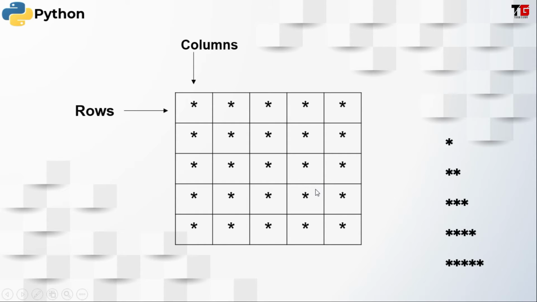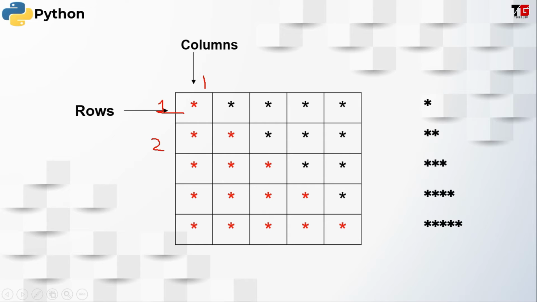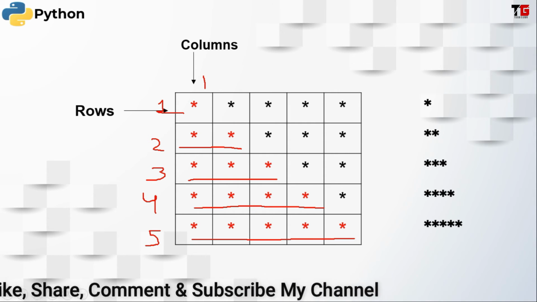If you see carefully what's happening here, the number of columns in each row depends on the row number. This is my first row, so it is having only one column. This is my second row, it is having two columns. This is my third row, it is having three columns. This is my fourth row, it is having four columns, and my fifth row is having five columns.